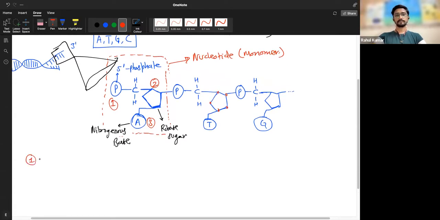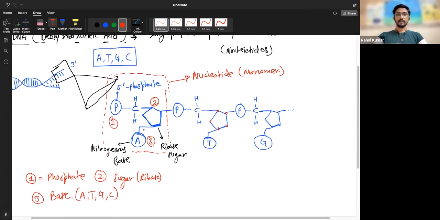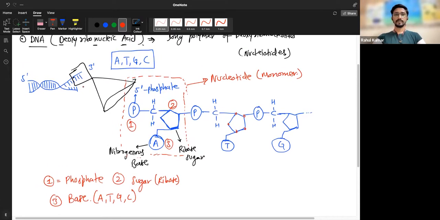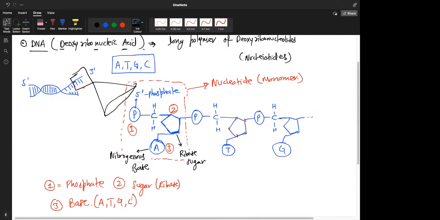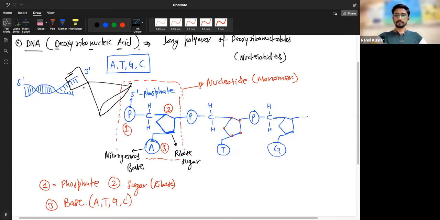I'm writing it here. These three things together make the nucleotide. The third thing is the base. The base can either be A, T, G, or C. Drawn, everyone? Yes, please draw this, and remember each part. Use a black here.